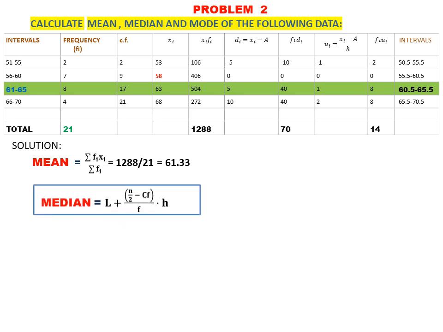Now next we have to calculate the median. This is the main part, so I have put it in the box. The formula for the median is L plus N by 2 minus CF upon F, into H. So first of all, we have to recognize the median class.